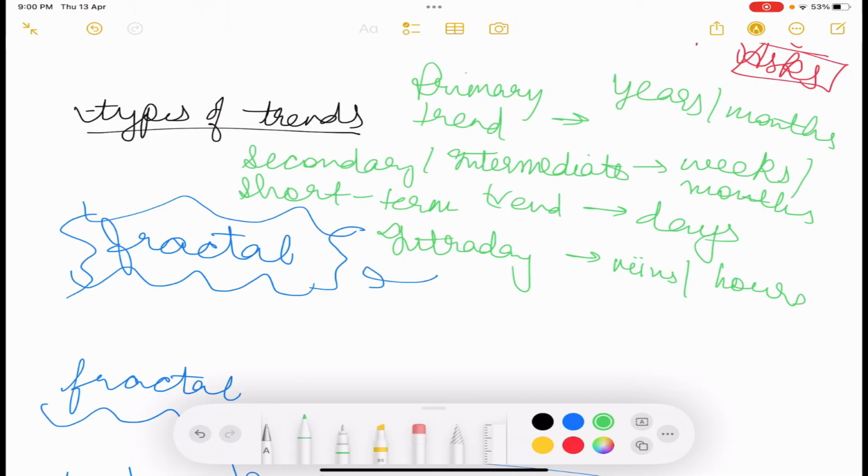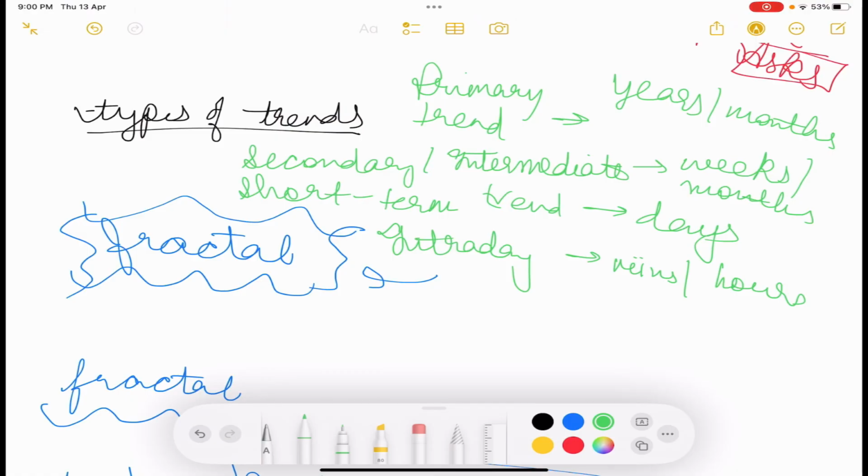Alright, so these are the different types of trend. Primary trend is always the largest trend, which is like years and months. Secondary or intermediate trend is measured in weeks and months. And then we have our short term trend, which is days, which is basically swing trading. And then we come to intraday trading, which is my day to day trading, that is minutes and hours.